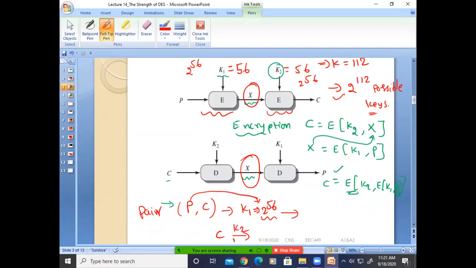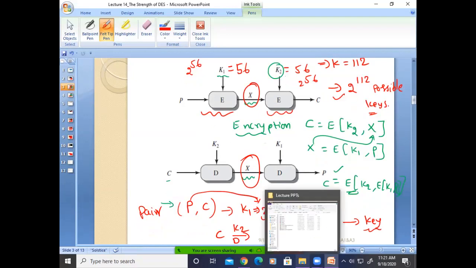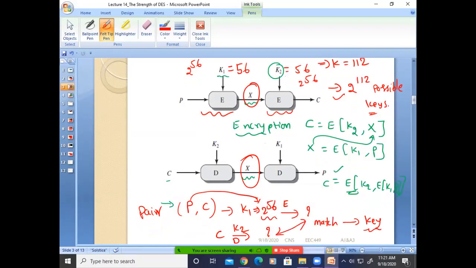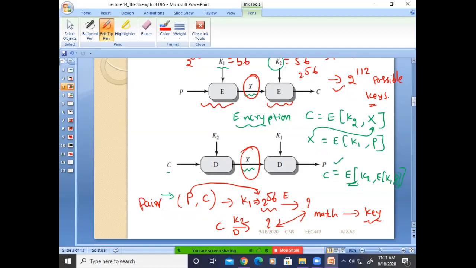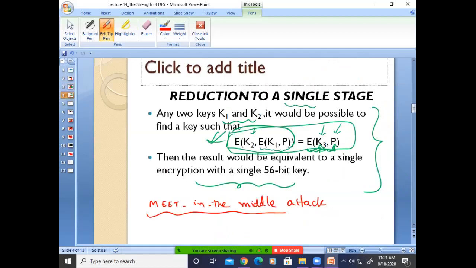Next, similarly, I will decrypt capital C using K2. So this is the decryption and this will be the encryption. I will compare these two. Comparing these two, if there is any match, then that will form a key. Again, using these keys, how many matched? Again, using these keys, we will try different known pairs. If there is again a match, we will come to know that those are the real keys. So that is the meet in the middle attack algorithm.